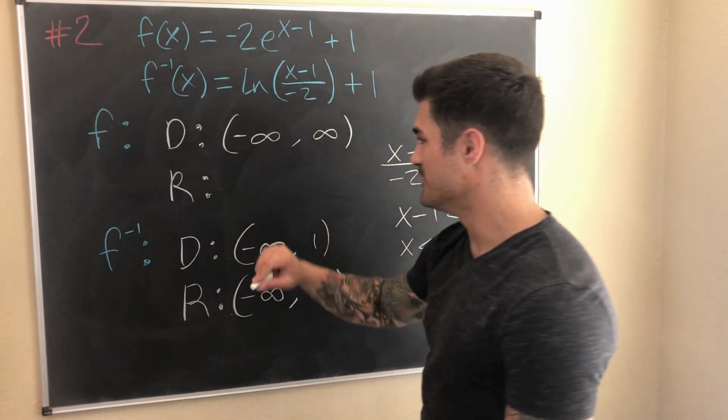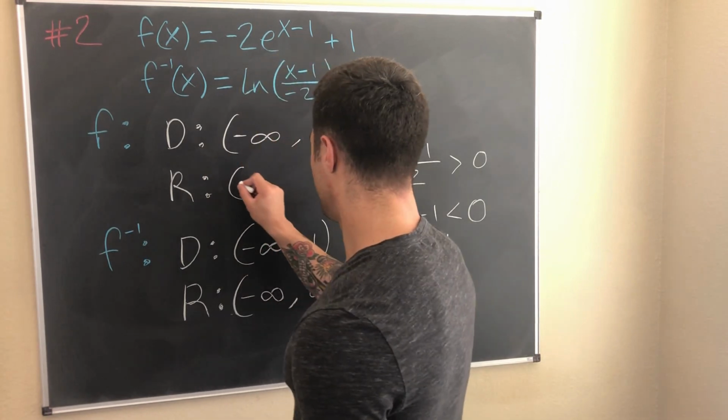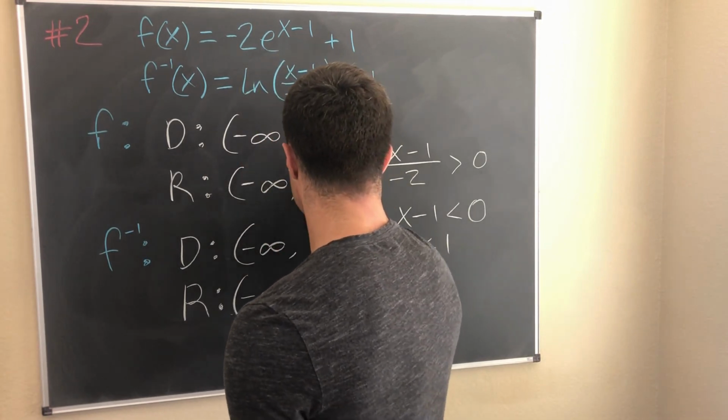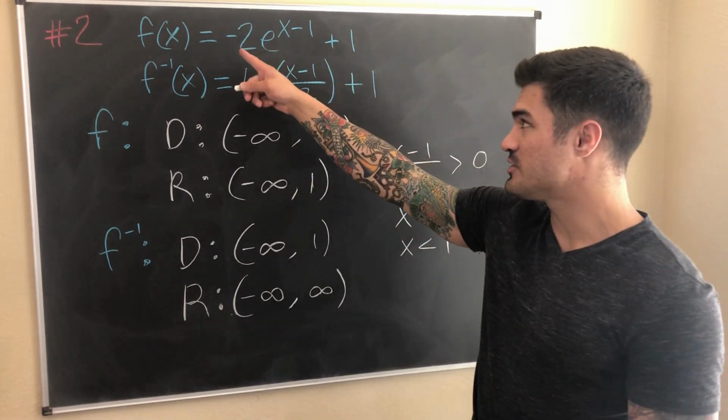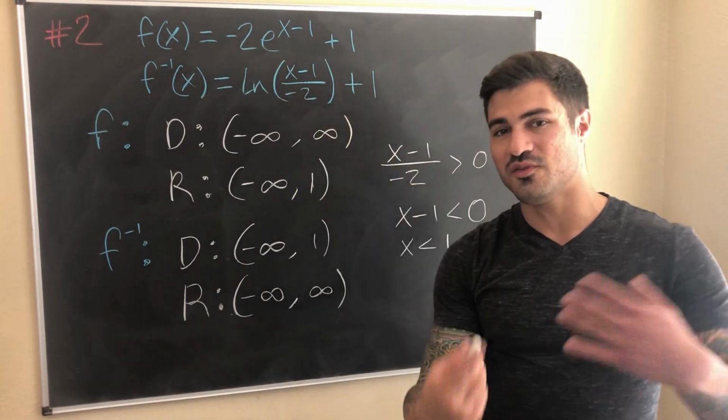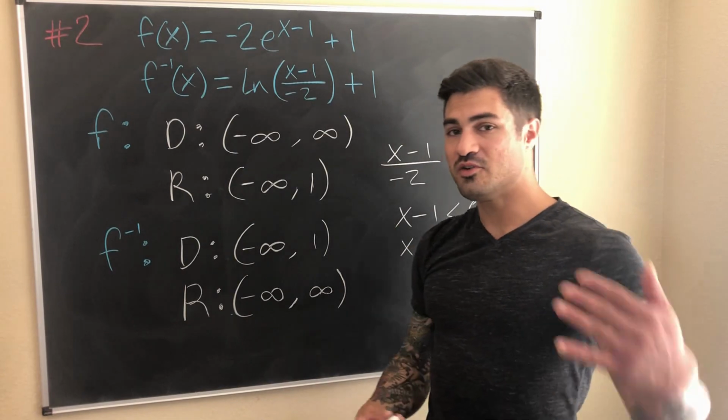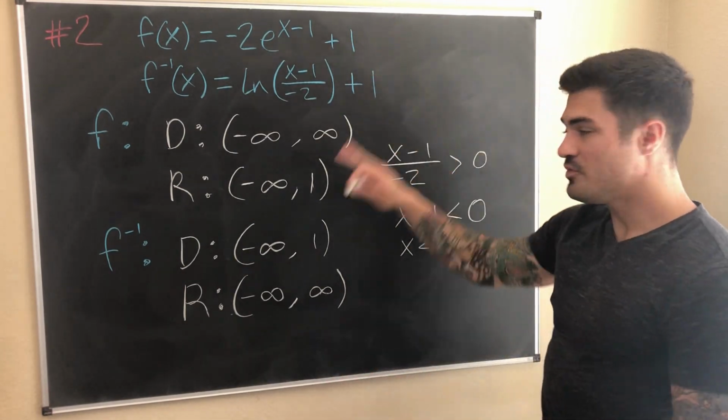And that means the range of our original function is from negative infinity to 1. And this should line up if you know anything about transformations, because this negative is reflecting. We know that it's decreasing, right? So hopefully this makes sense.